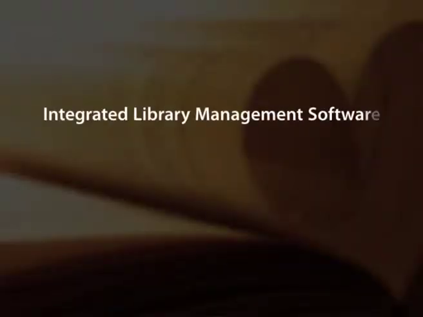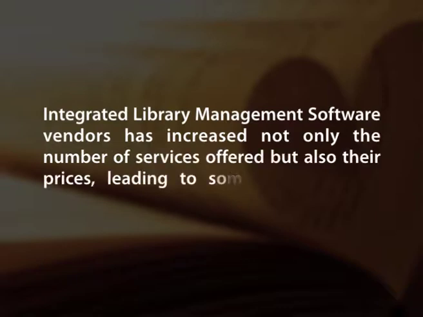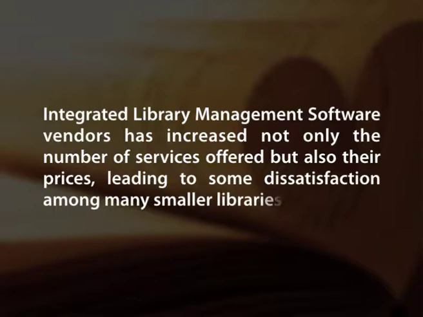Integrated library management software vendors have increased not only the number of services offered, but also their prices, leading to some dissatisfaction among smaller libraries. At the same time, open source software was in its early stages of testing. Some libraries began turning to such open source integrated library systems. Common reasons noted were to avoid vendor lock-in, avoid license fees, and participate in software development. Freedom from vendors also allowed libraries to prioritize needs according to urgency as opposed to what their vendor can offer.